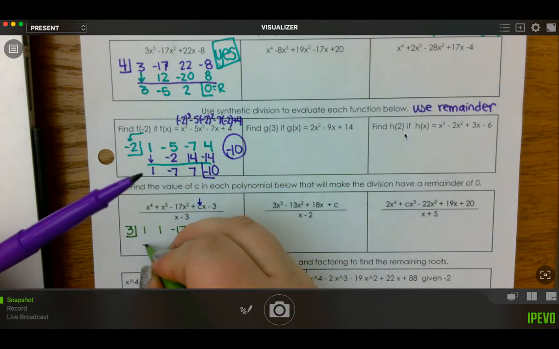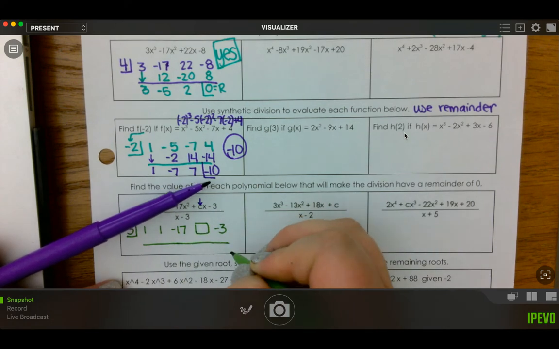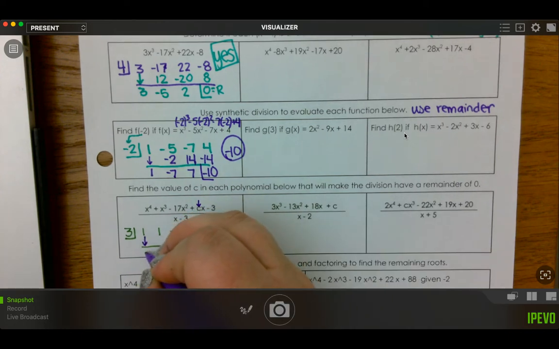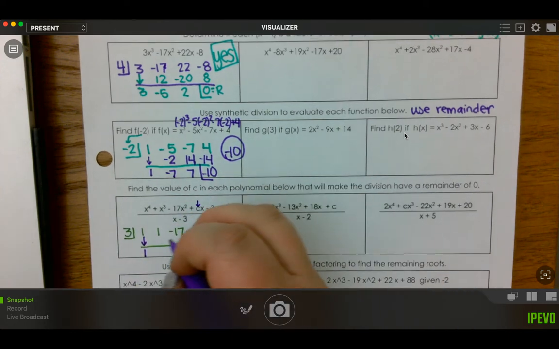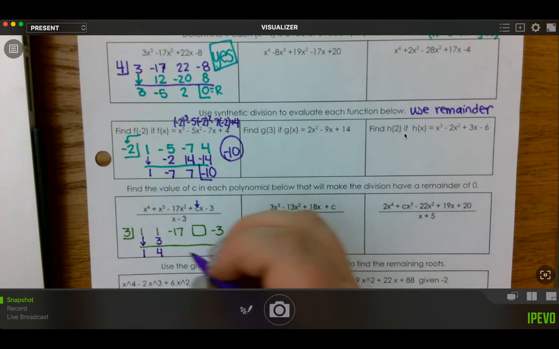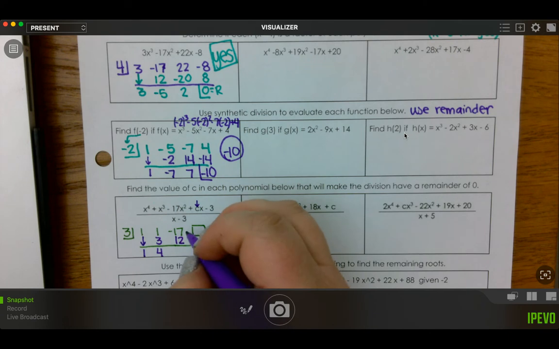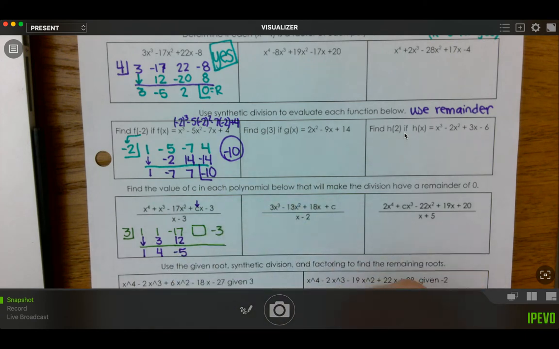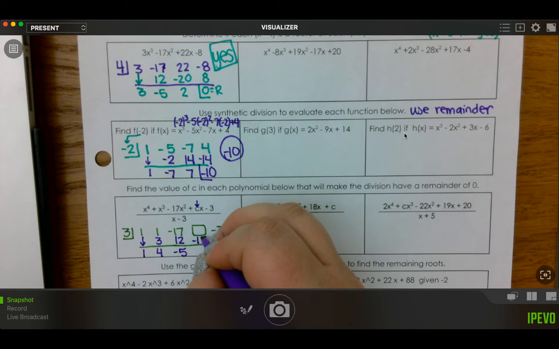Okay, and what's going to happen is, we're going to have to work this from both sides. So I'm going to start like normal, but eventually I'm going to get a little bit stuck, and I'll show you what to do when you do get a little stuck. So this first number drops down, that's a 1. 1 times 3 is 3, 1 plus 3 is 4. 4 times 3 is 12, negative 17 plus 12 is negative 5.